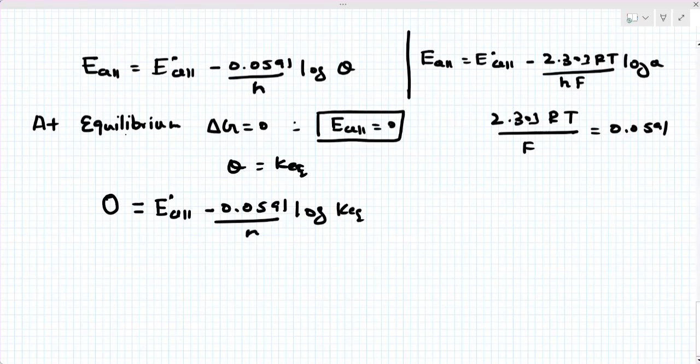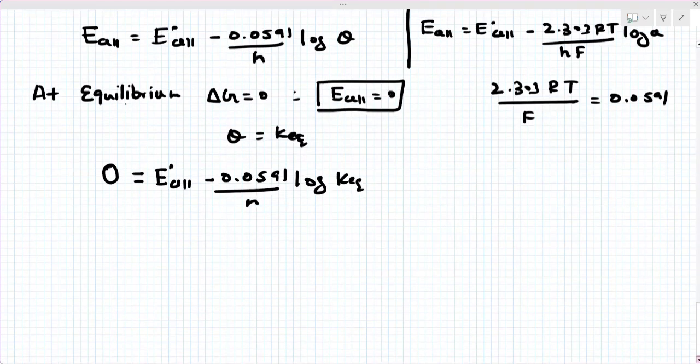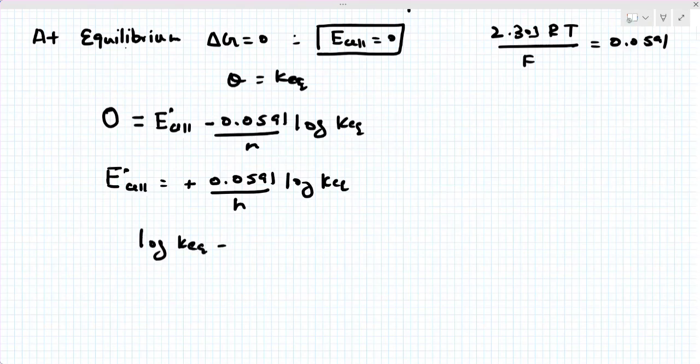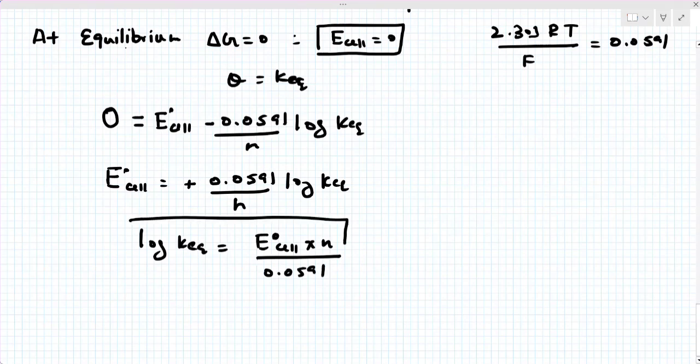Now derive the formula. We need log K equilibrium, right? Now what is going to happen? Listen, very simple. Therefore, E naught cell is equal to 0.0591 by n into log K equilibrium. Therefore, log K equilibrium is equal to E naught cell into n divided by 0.059. This is the K equilibrium formula.